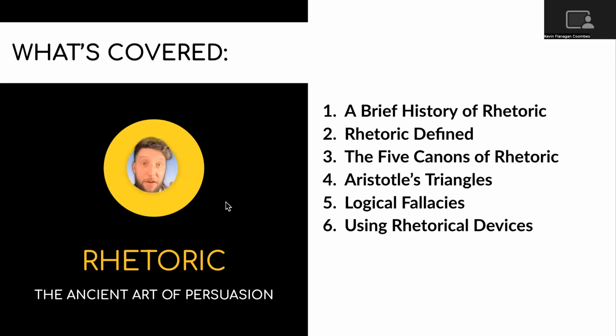I'm going to tell you about the 5 canons of rhetoric. Then I'm going to teach you about Aristotle's triangles, otherwise known as the 3 modes of persuasion. I'm going to give you a list of logical fallacies, and I'm going to give you resources about where you can find more of those. Partly so you can identify them if you're listening to speeches or if you're watching the news or whatever, but also so you can avoid using them in your own speeches.